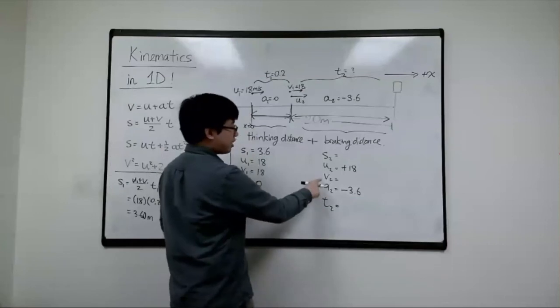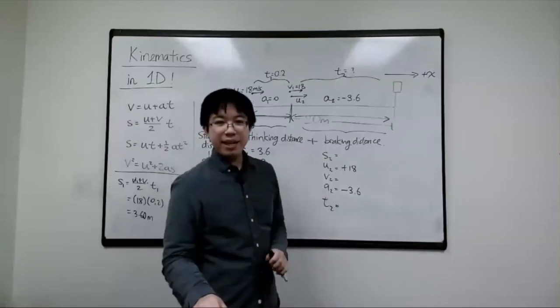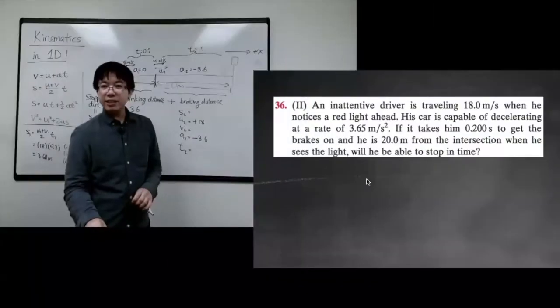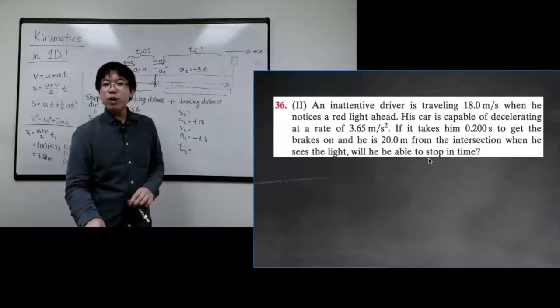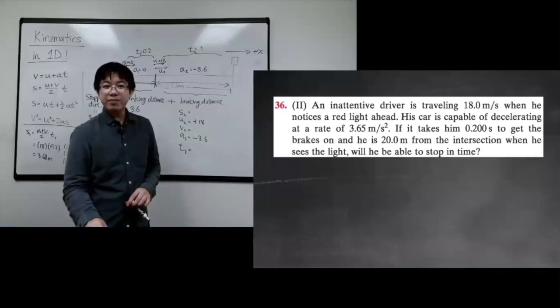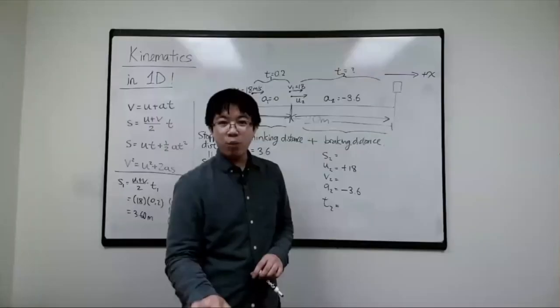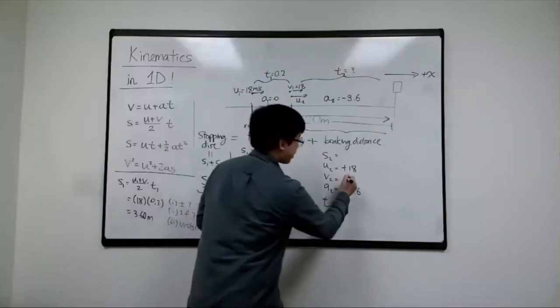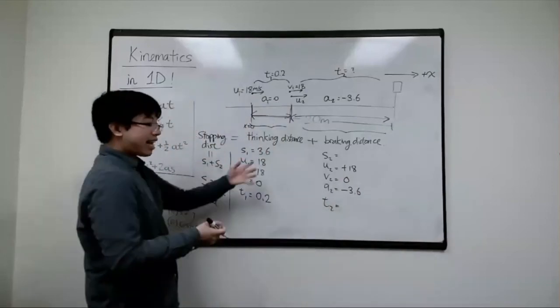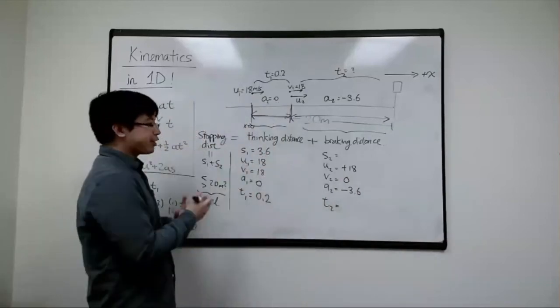I don't know that. Do I know this? What am I given? Let's look at that again. Well, we wanted to be able to stop. So what does that tell me about V? I want myself to stop, so that should be 0, right? Okay, now I have 3 out of 5 and I'm good to go.